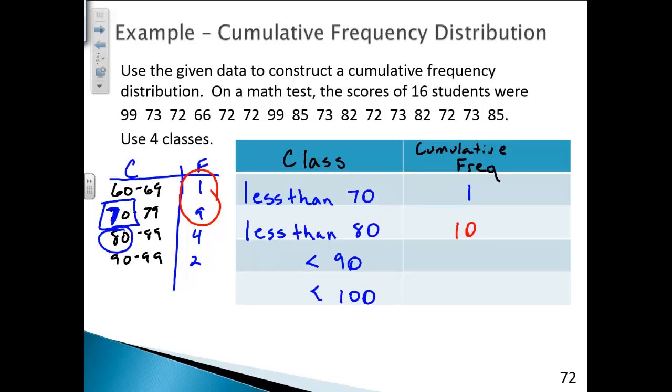Now, the values that are less than 90 will be all 3 classes, 1, 9, and 4 added together. That's 14. And then less than 100 will be all of them, 1, 9, 4, and 2. That should be 16 since we had 16 data values. Again, remember when you're building the classes for the cumulative frequency distribution, you can either write the words less than or use the less than symbol. If you forget which direction the less than symbol goes, then write out the words.